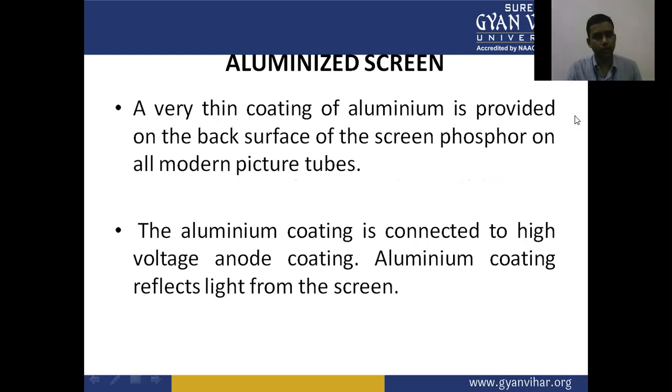Aluminized screen. A very thin coating of aluminium is provided on the back surface of the screen phosphor on all modern picture tubes. This means the aluminium coating is provided on the back side of the phosphor, or inside of the picture tube, in all modern picture tubes. The aluminium coating is connected to the high voltage anode coating. The aluminium coating reflects light from the screen.